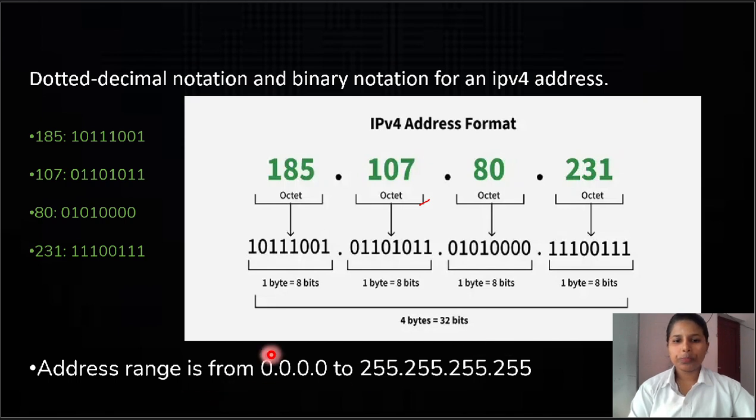Also, the IPv4 range is from 0.0.0.0 to 255.255.255.255. So this is the minimum and the maximum value that we can get for an IP address in IPv4, from zeros to 255s.